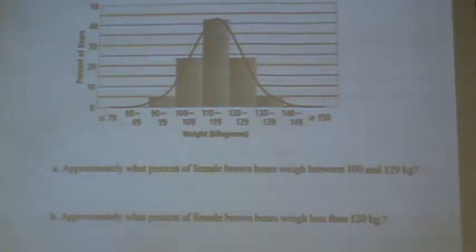And then part A says, approximately what percent of female brown bears weigh between 100 and 129 kilograms? With this type of problem, you're given a graph with a histogram part, which is your bar graph, and you're told these are your weights for the brown bears, and they're given in intervals. So this is like 80 to 89, 90 to 99 for each bar. They're given in a range. And then your other axis is the percent of brown bears that weigh in that interval.